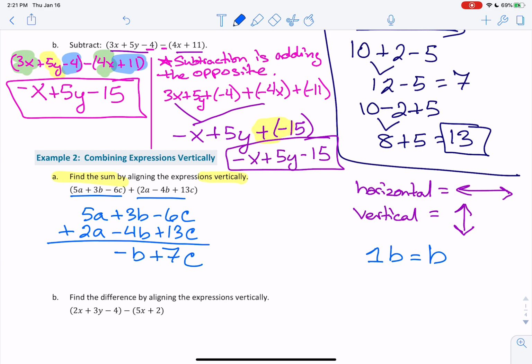And then we have 5 A's plus 2 more A's. So if I have 5 apples and I'm going to add 2 more apples, I have a total of 7 apples. And our answer is going to be 7A minus B plus 7C. So here's our answer. Okay?